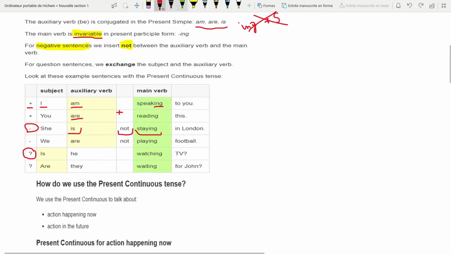What you need to learn is how to conjugate the auxiliary verb be in the present simple. Okay? So these things have to be learned. Okay? So I am, you are, she is, he is, it is, we are, they are. Right?